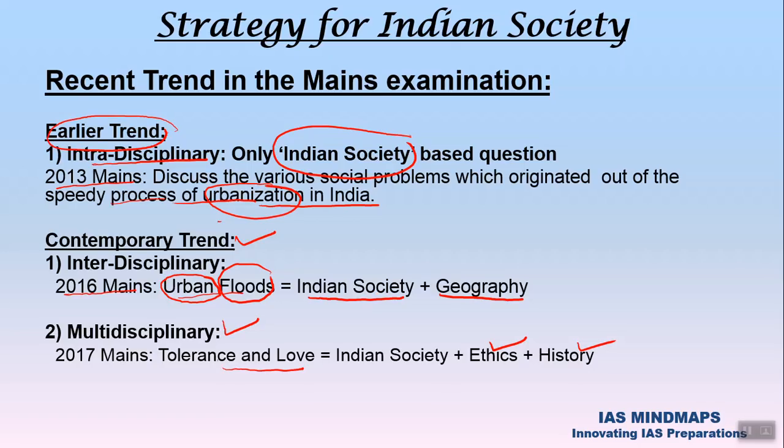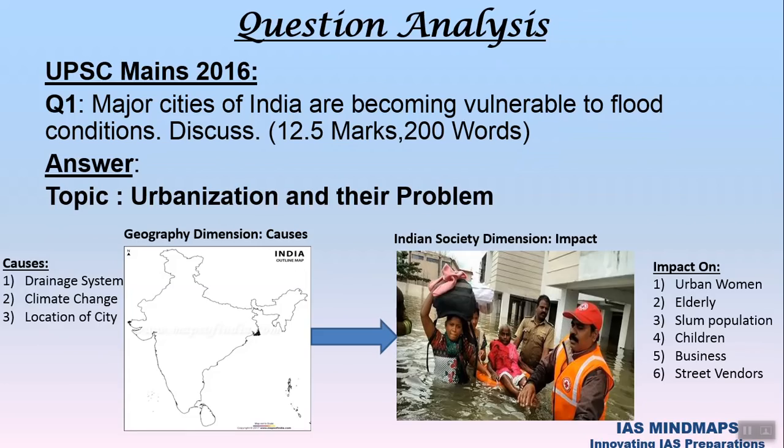So now let us take an example from the previous year questions, how to approach those interdisciplinary and multidisciplinary questions in an IAS mind-map way. In 2016 there was one question: major cities of India are becoming vulnerable to floods, conditions discussed. It was asked for 12.5 marks, 200 words.